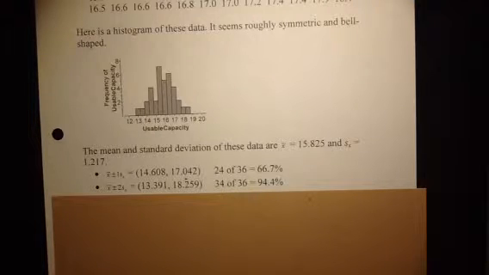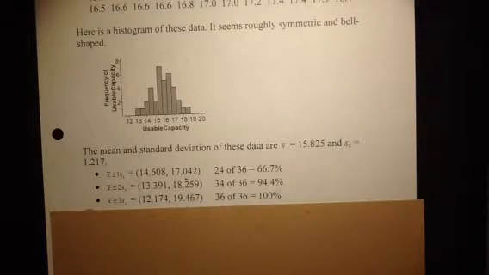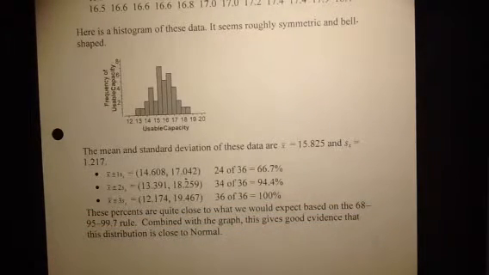Two standard deviations away is 94.4, very close to our 95% that we want. And three standard deviations away is all of it, which makes sense since it's 99.7 that should be there. So these percents are quite close to what we would expect based on the 68, 95, 99.7 rule. Combined with the graph, this gives us good evidence that this distribution is close to normal.